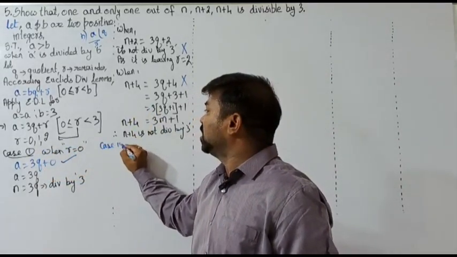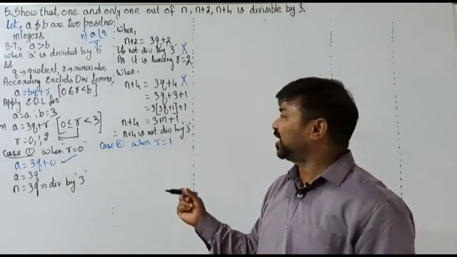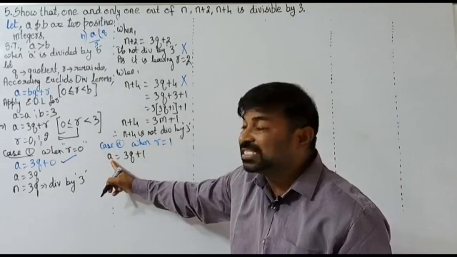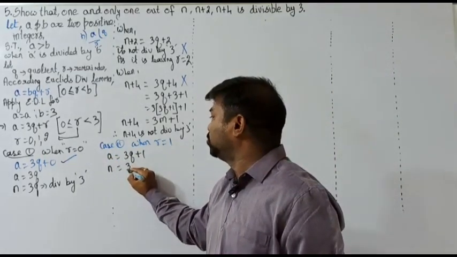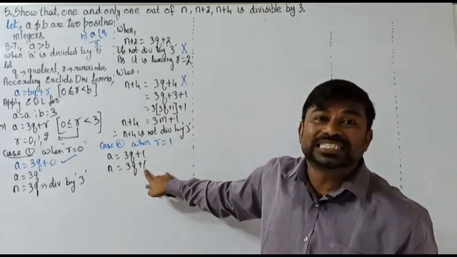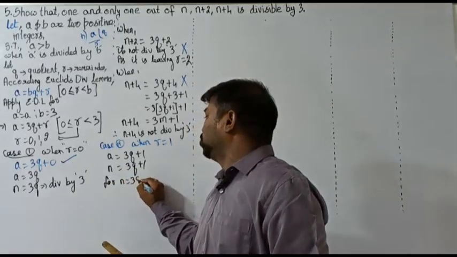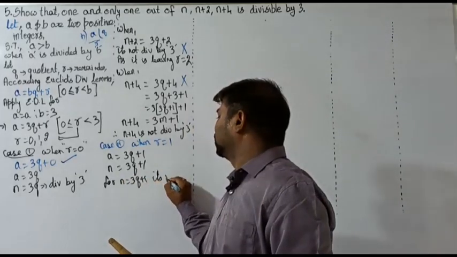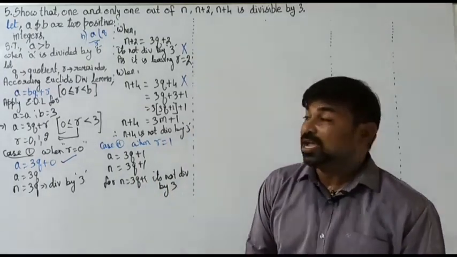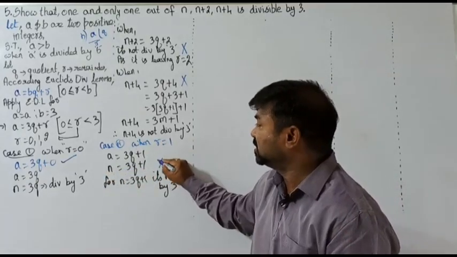Now we are going for case 2 when r is equal to 1. Let's check it out. a is equal to 3q plus 1. Now let's consider this a as n. n is equal to 3q plus 1. Now check it out. Is it divisible by 3? No. Why? Because it is leaving remainder 1. So for n, it's not divisible by 3. As r is equal to 1, in the case of n, it is not divisible.